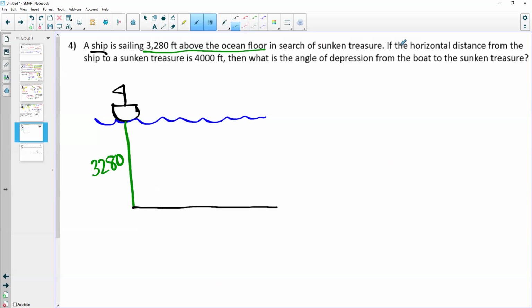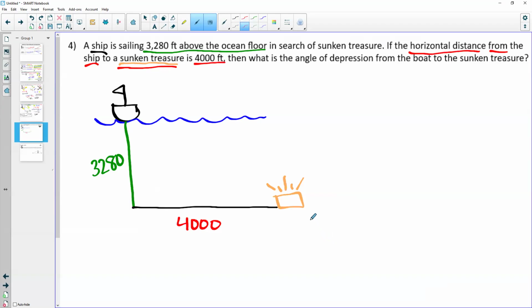And the next part tells us that the horizontal distance from the ship to sunken treasure, so we got sunken treasure here. Sunken treasure, I'm going to just draw a box here with some treasure in there. It tells us that the horizontal distance from the ship to the sunken treasure is 4,000 feet. So horizontal is left to right. This distance is 4,000 feet.